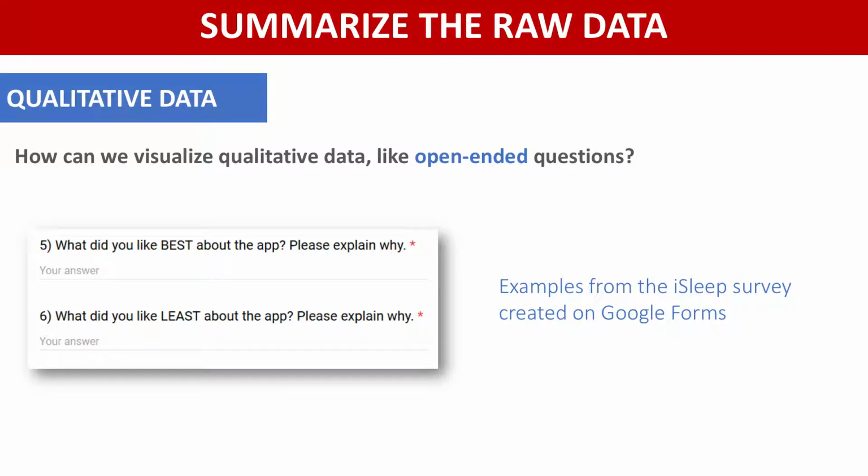Just to provide an example of a type of open-ended question that you might have as part of your survey, here is an example from my iSleep survey that I created on Google Forms, where question number 5 asked the tester, what did you like best about the app? Please explain why. And question number 6, what did you like least about the app? Please explain why. Let's take a look at how we can summarize these in 2 different ways.